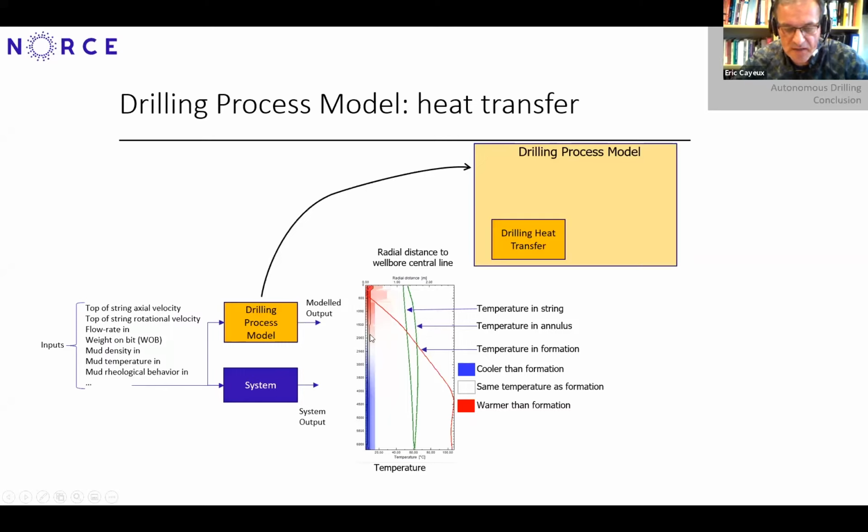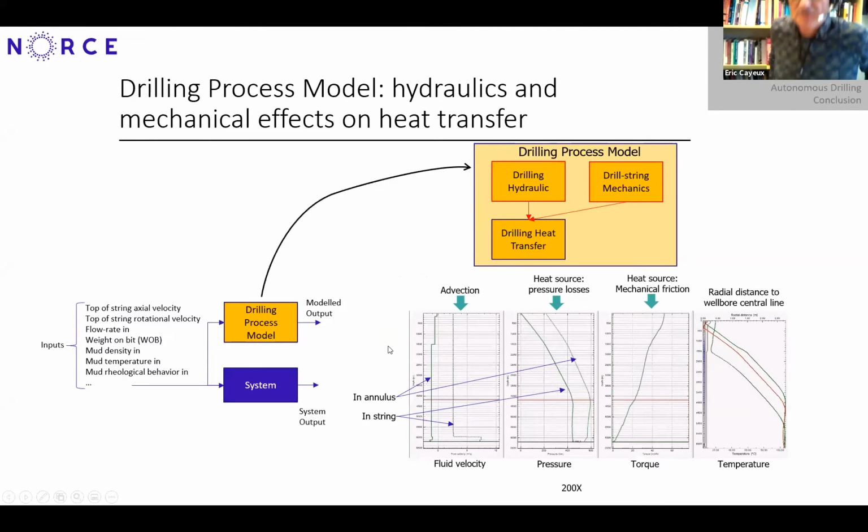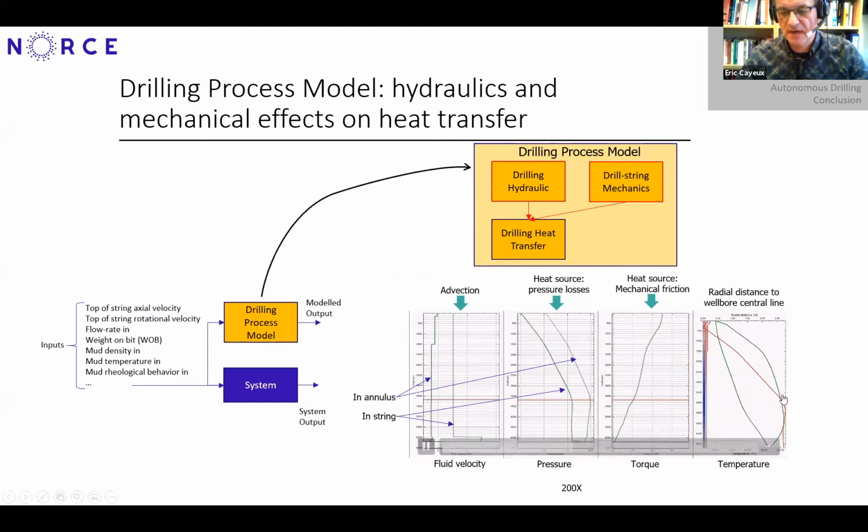The color coding is that if it's blue, it's cooler than geothermal. If it's red, it is warmer than geothermal. Now, if we look at the process itself, it's actually a dynamic one. And as you can see here, we see how the temperature is evolving inside the string and inside the annulus when we start from geothermal conditions.